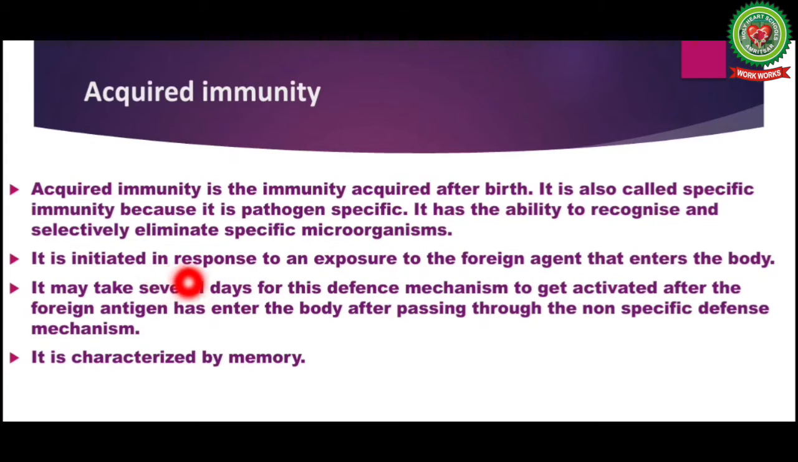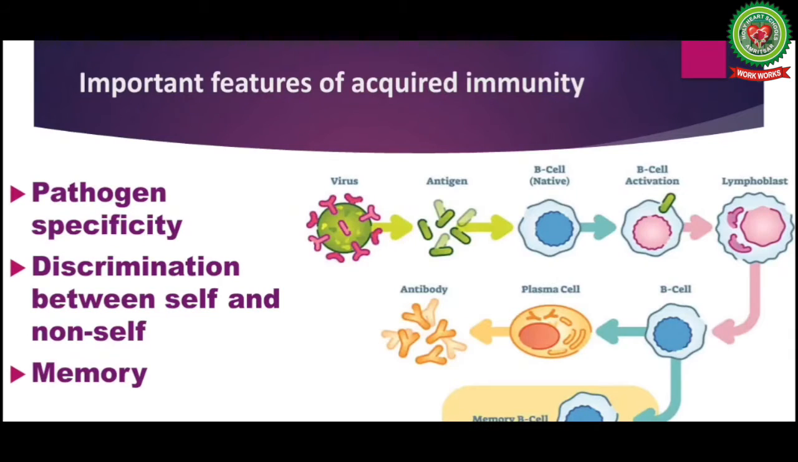It is initiated in response to an exposure to the foreign antigen or the pathogen that enters the body. It may take several days for this defense mechanism to get activated after the foreign antigen has entered the body. That is, it is able to pass through the non-specific defense mechanism. It is characterized by memory. So what are the important features of acquired immunity?